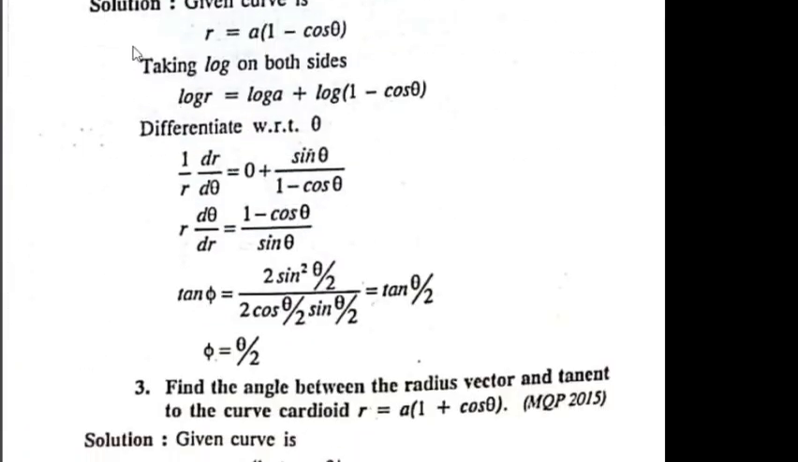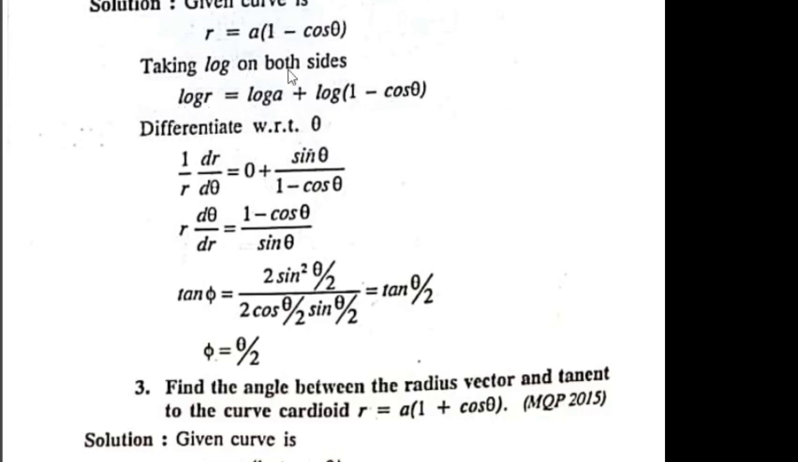In the same way we solve the second one. Find phi. Phi means again the angle between the radius vector and the tangent for the curve r is equal to a into 1 minus cos theta. Now the given curve is r is equal to a into 1 minus cos theta. Now taking again log on both the sides, as you did in the last problem.